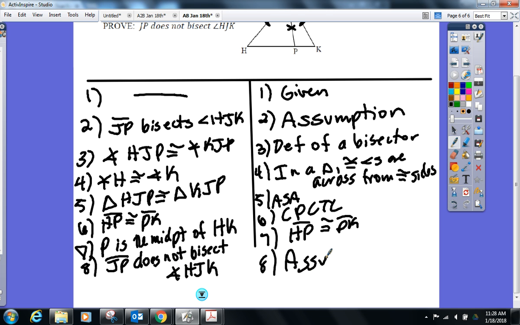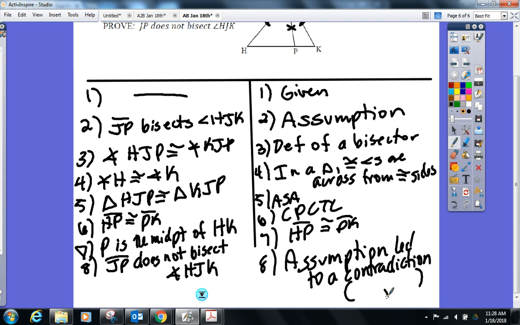You guys remember the last step here? Assumption led to... On the midterm, if we don't say the steps that led to the contradiction? Yes, that's what we practice. What are the steps here? 1 and 7. Amy, go ahead. I'm confused on how that works because the proof statement says JP does not bisect angle HJK.